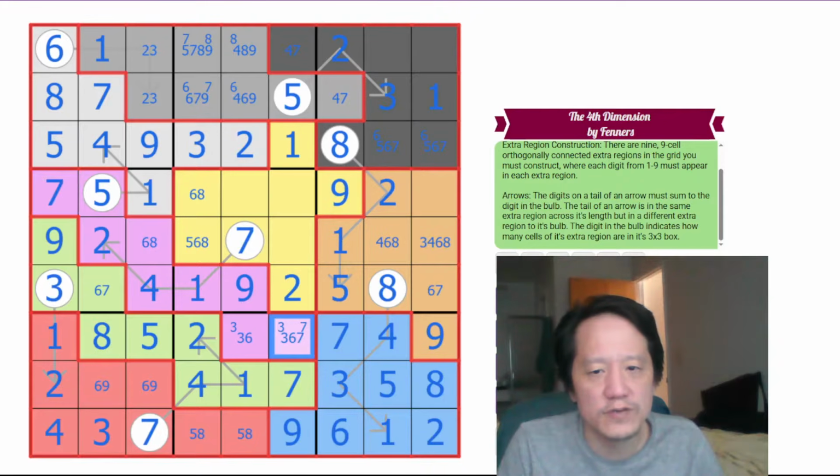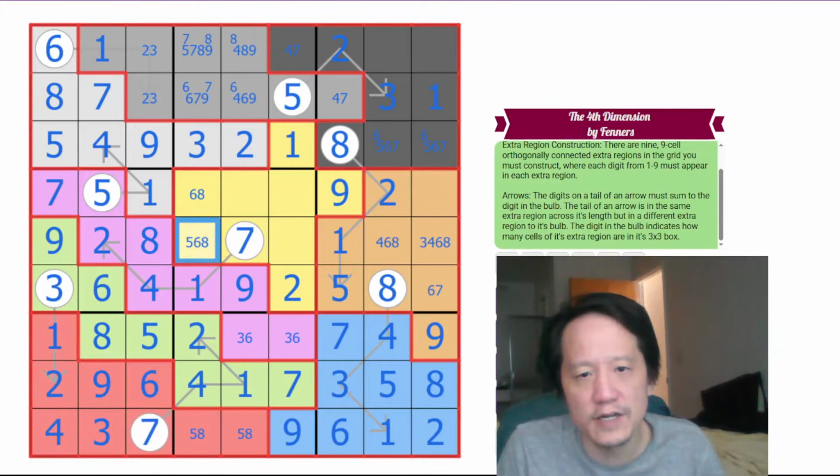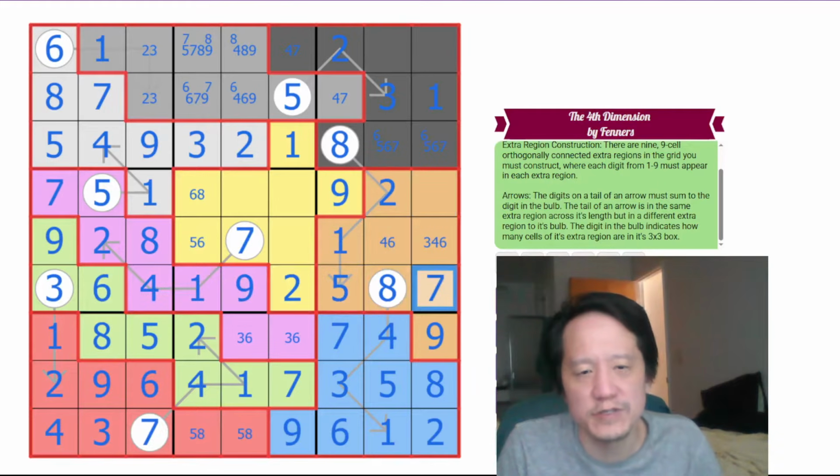This can't be 7, so this is a 3, 6 pair. That eliminates 3 and 6 in the rest of the pink region, so this is 8. The 7 eliminates 7 here, so it's 6, which makes this 9, which makes that 6. This 8 eliminates 8 here and 8 here. This cannot be 6, so this must be 7.